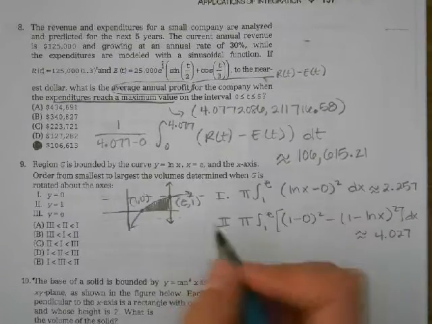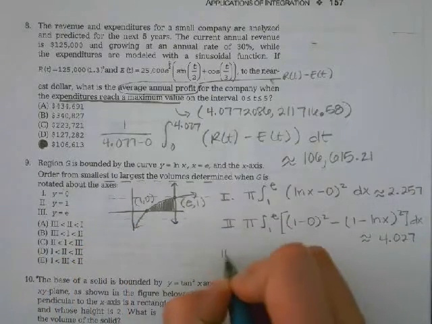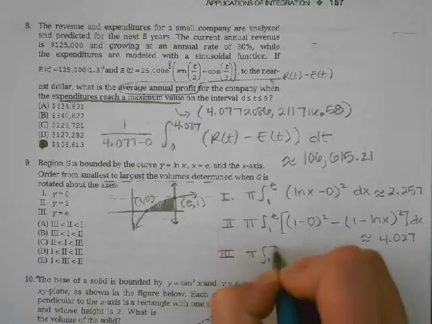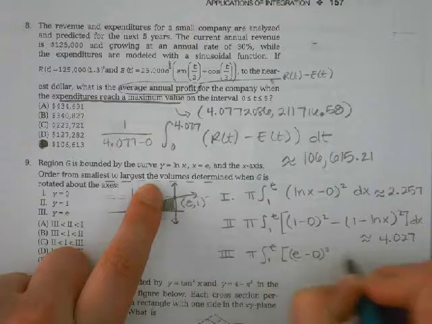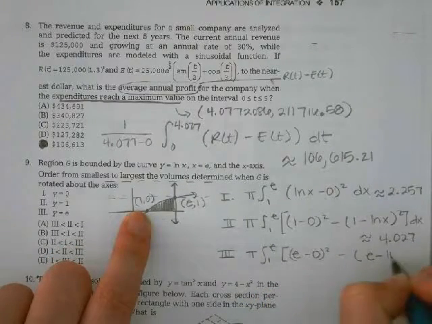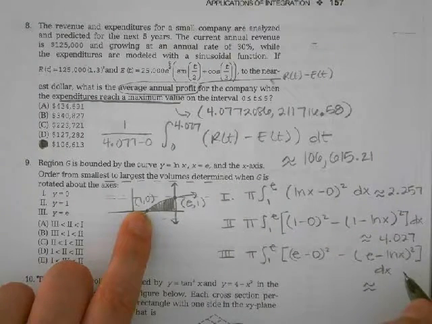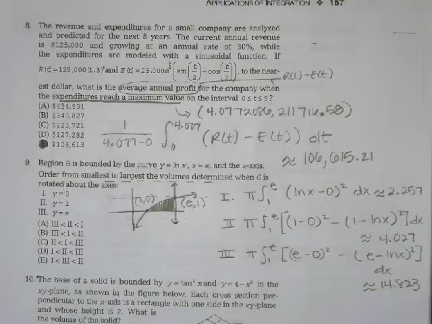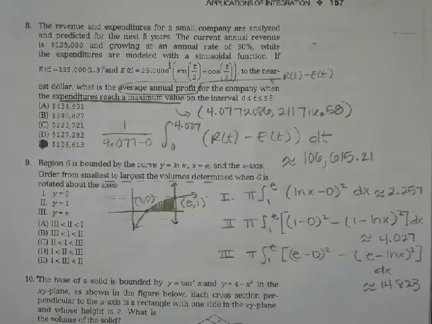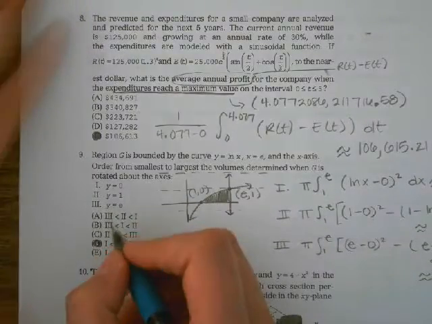4.027. And then the last one is using y equals e, which would be quite a bit higher up here. So it's going to be e minus 0 squared, and then e minus ln x squared. And that gives you 14.823. So it looks like the first one is the smallest, and then the second one is the middle, and the third one is the biggest. So D is the answer.